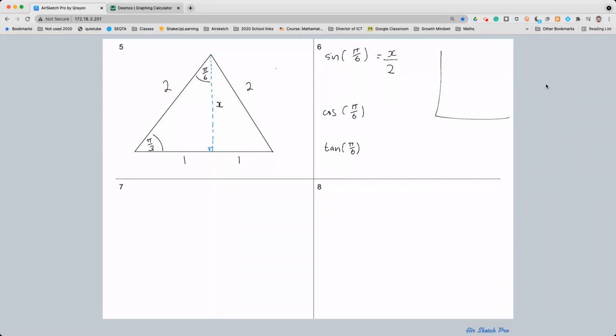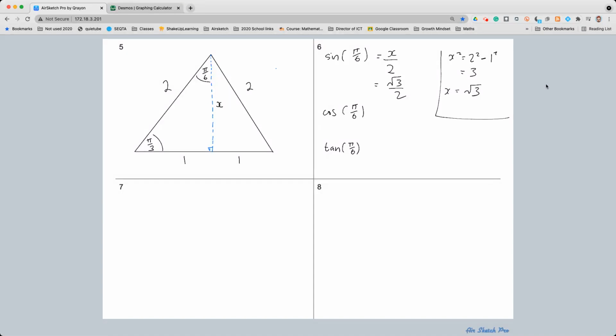We've got x squared is going to be the hypotenuse squared minus the other side length squared, which is 1 because we halved it. So that's going to be equal to 3. So x is equal to the square root of 3. So sine of pi on 6 is root 3 on 2. And that makes sense enough, I think.